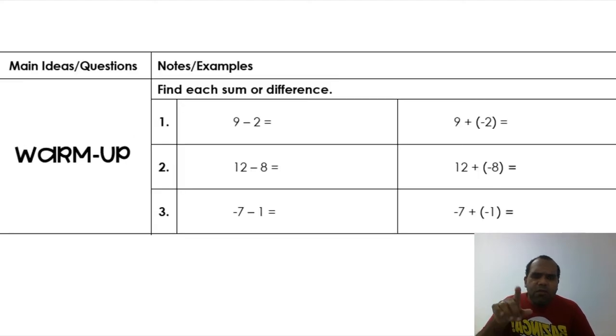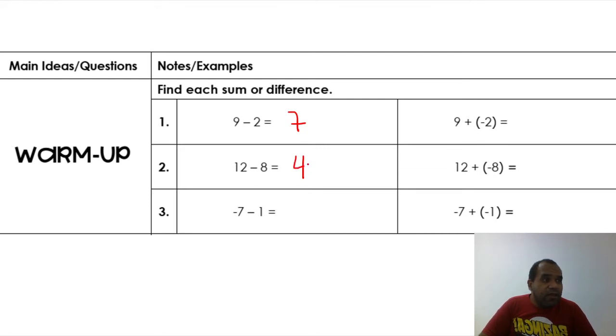Guys, a little warm up. Let's work on this easily. 9 minus 2 is 7. Great. And 12 minus 8, 12 minus 8 is 4.